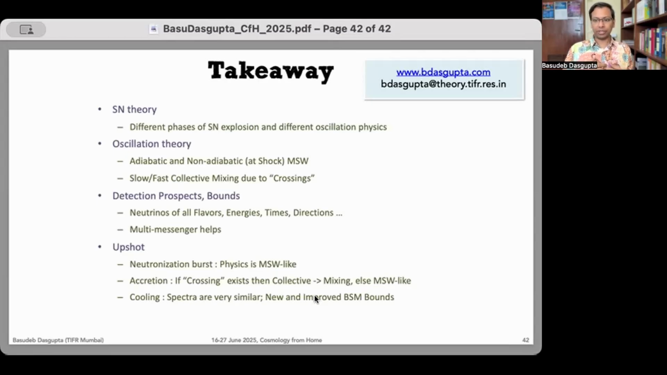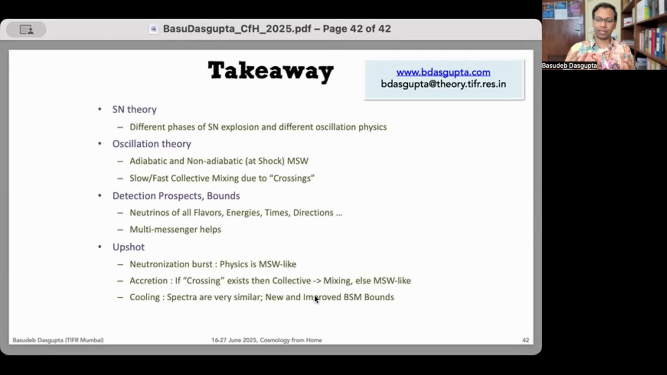So I hope I've been able to give you a broad picture of this field of supernova neutrinos. It connects to particle physics, astrophysics, and cosmology, and there is a lot of theoretical development that's still going on in this field, primarily because this is a very complicated many-body nonlinear problem.